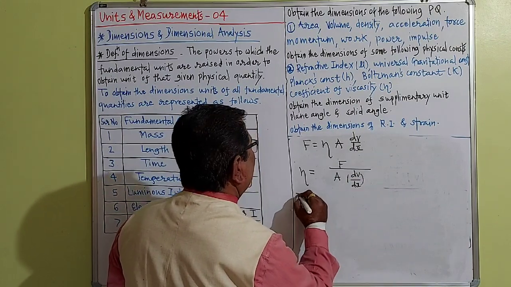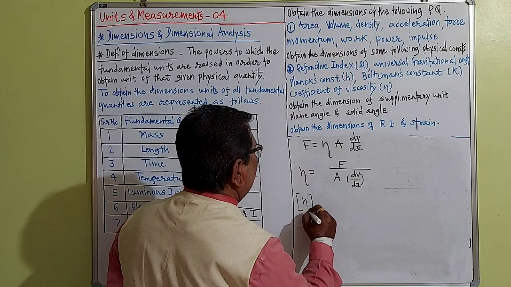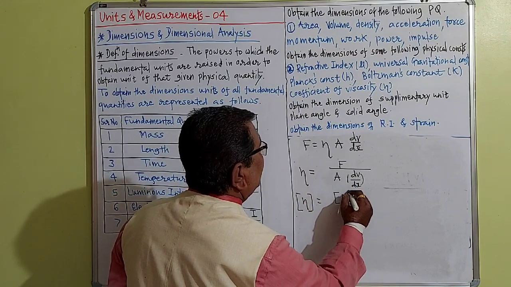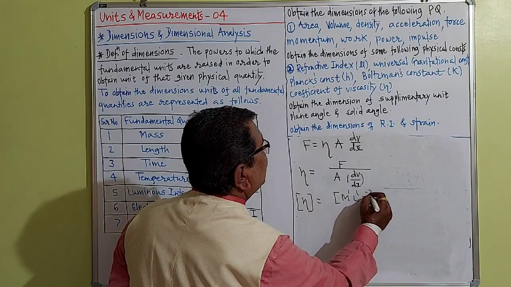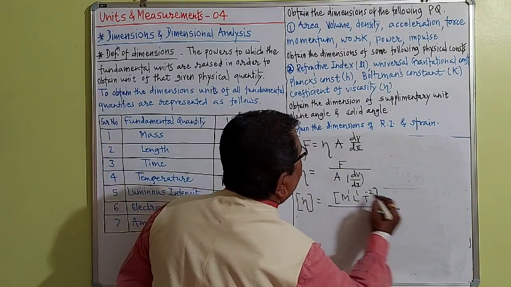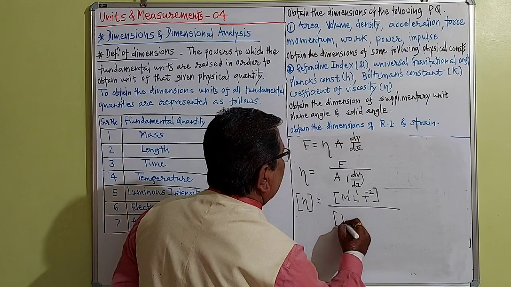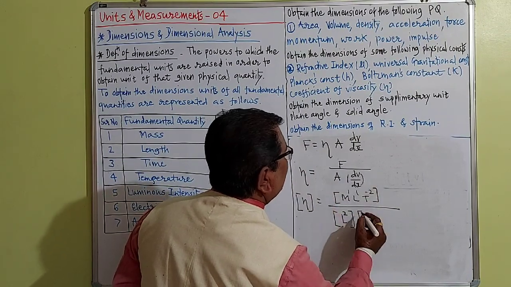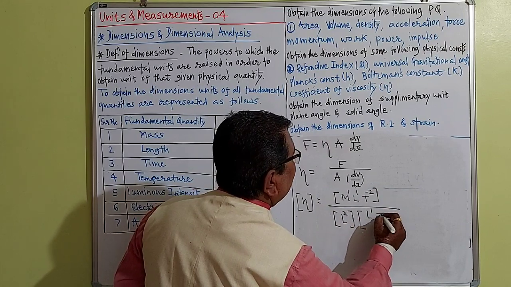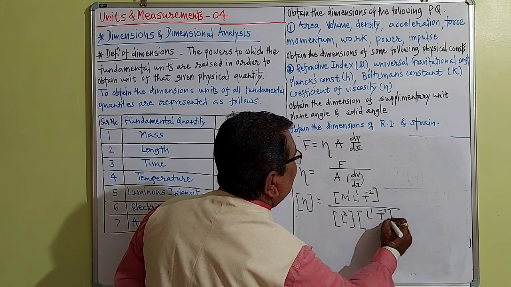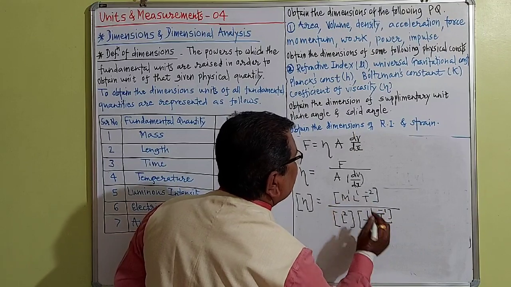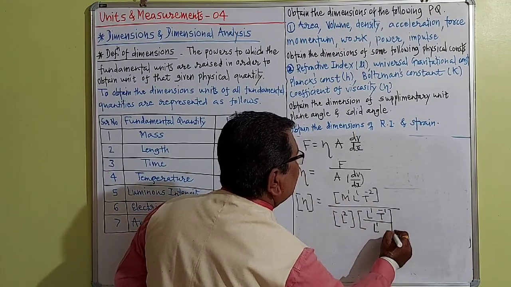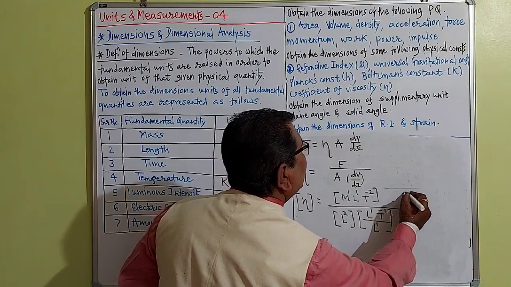Then put the dimensions. Dimension of eta is equal to, what is the dimension of force? M1 L1 T minus 2, upon, what is the dimension of area? That is L2. What is the dimension of change in velocity? L1 T minus 1. What is the dimension of distance dx? That is L1. Combine all these and you will get the dimension.